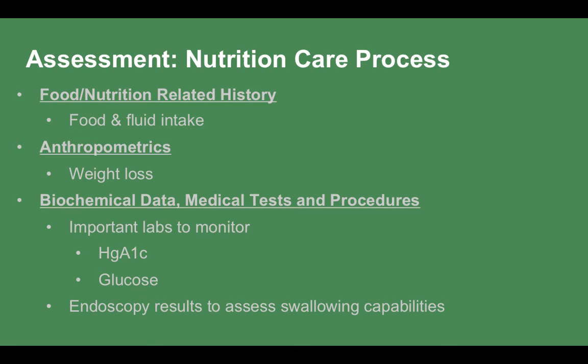The most important lab results to monitor are hemoglobin A1C and glucose. This is specifically for the patient receiving chemotherapy. Chemotherapy can cause changes in blood glucose, and we want to be sure that we are carefully monitoring levels to prevent hyper or hypoglycemia. It is also important to view endoscopy results in order to assess the patient's swallowing capabilities, especially if the patient is NPO and trying to move to PO.